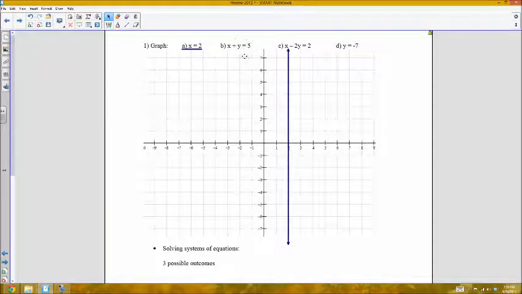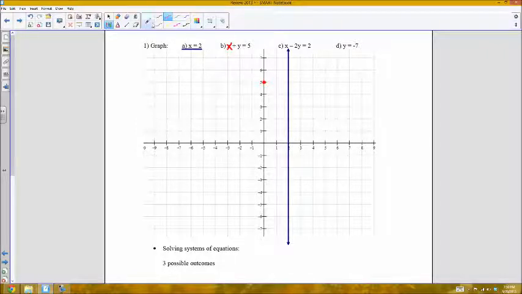This is neither a vertical nor horizontal line, so I'm going to need two things. First, the most convenient way to graph this, since it's in standard form, is to plug in 0 for x and get the y-intercept, and then plug in 0 for y and get the x-intercept. Notice if I plug in 0 for x, this will disappear, and I'm left with y equals 5, which means that when x is 0, y is 5. So that's 1 point on this line.